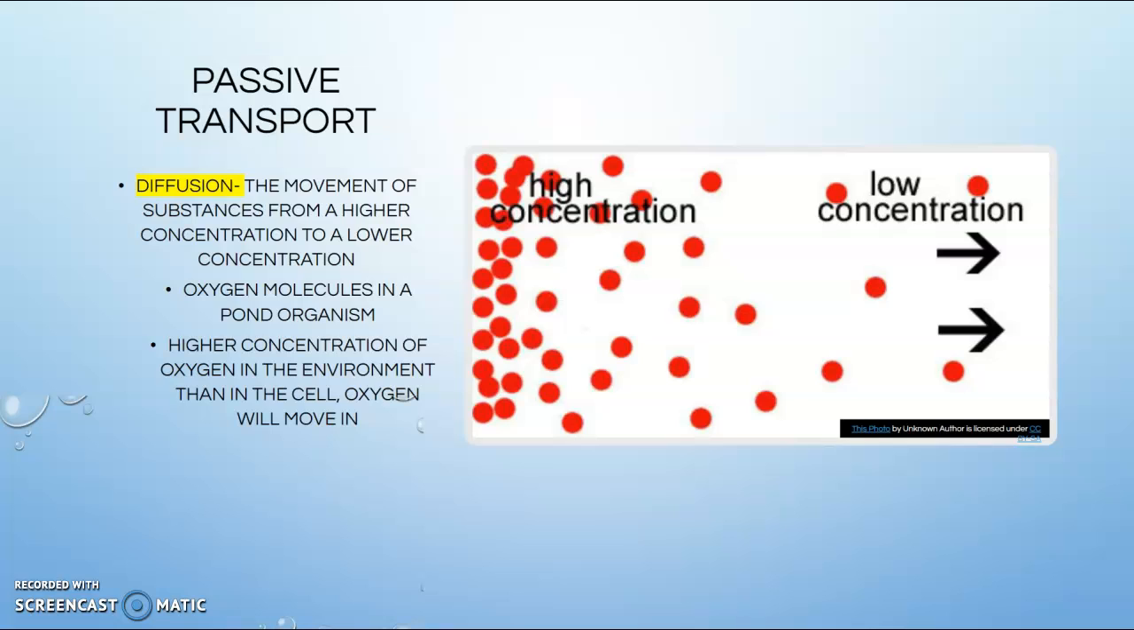And so if there's a higher concentration of oxygen in the environment, or in this case on the microscope slide, the oxygen will go in. If there's a higher concentration of oxygen in the cell, the oxygen will go out.